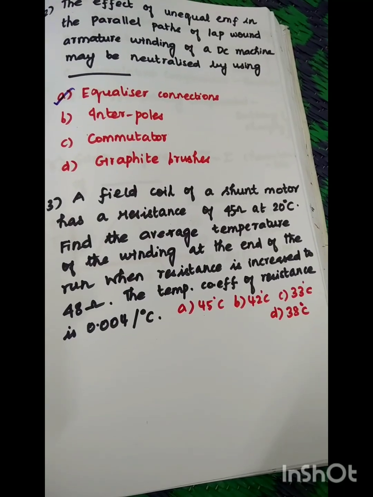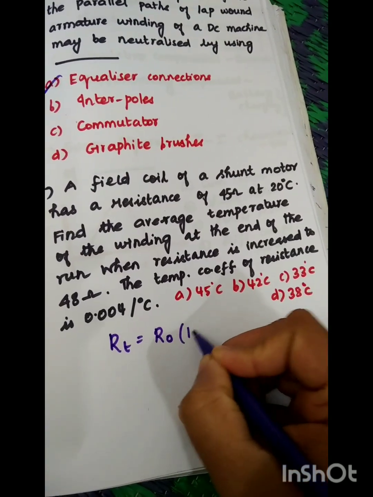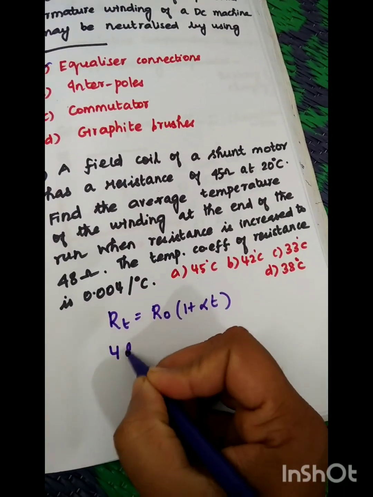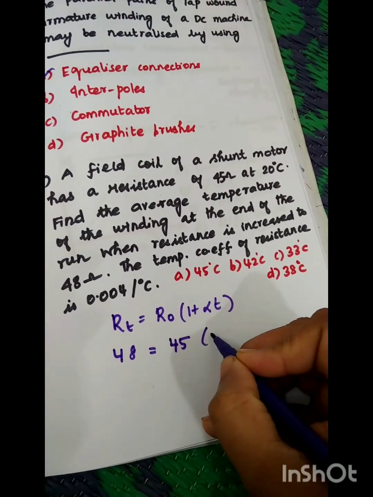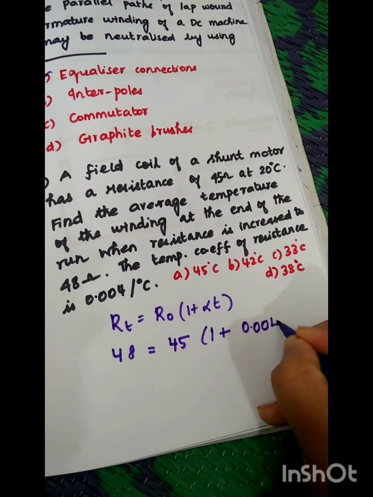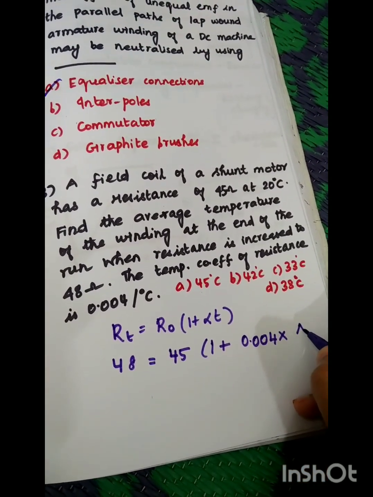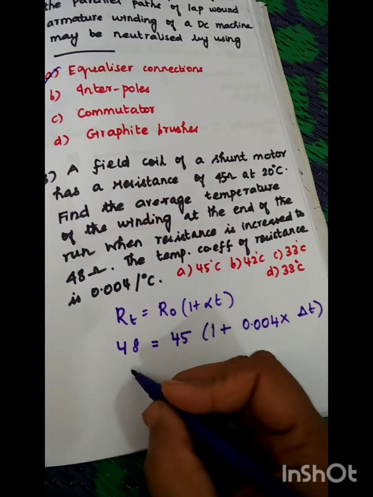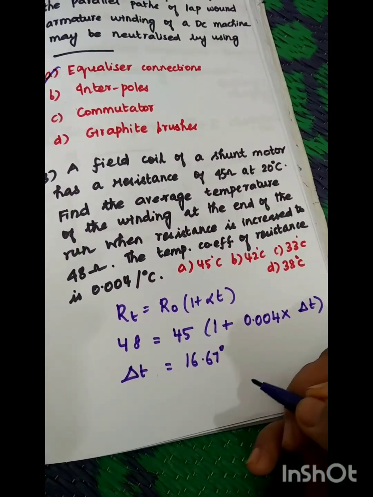Resistance with temperature at time t, we would have studied: Rt is equal to R naught into 1 plus alpha into t. Right? Now Rt is given as 48 ohm. The initial resistance is 45 ohm. And alpha, the temperature coefficient, is 0.004. And t is the change in temperature, so take it as delta t. So please substitute all the things and find out the answer: delta t is equal to 16.67 degrees.